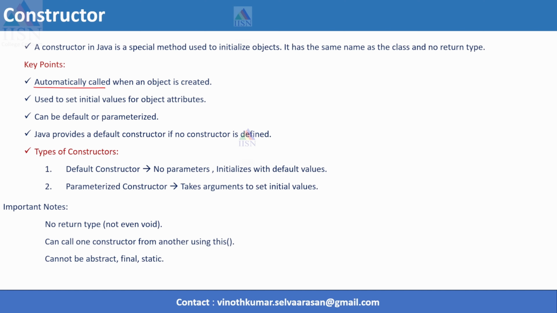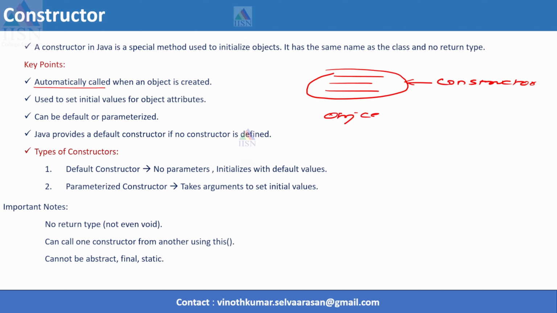So you may have doubts in your mind: why are we using the constructor, and where do we use the constructor in real-time applications? When you want to execute some code while a particular object is being created, you write this code under the constructor. This code gets executed when the object is created, at the time the object is created.